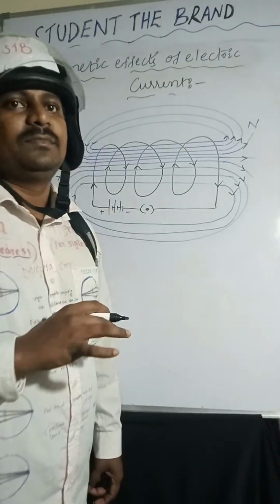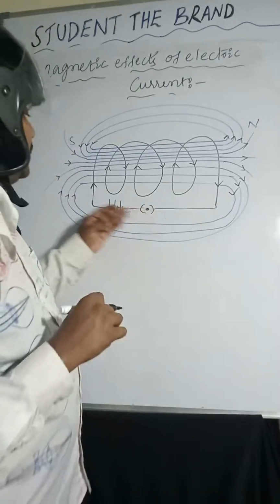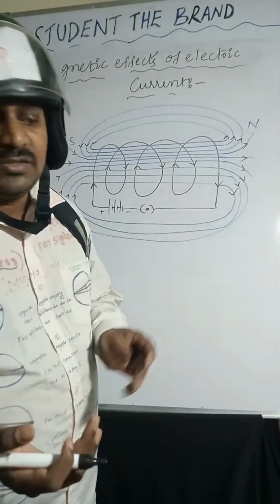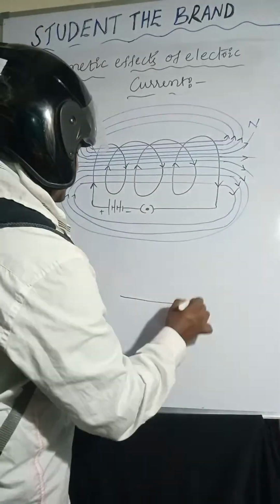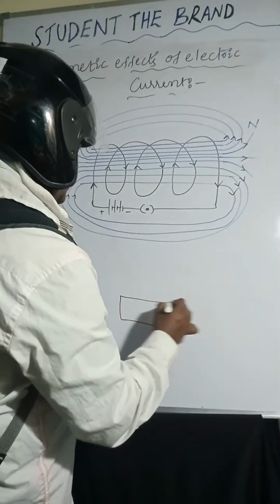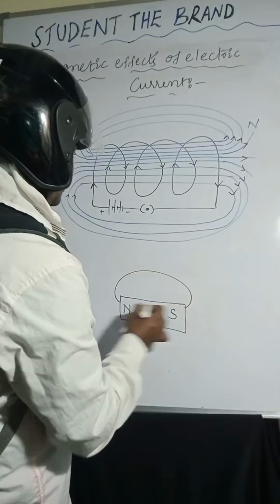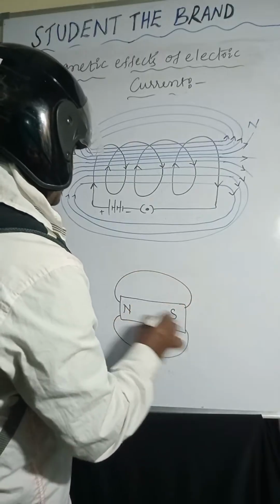Okay, solenoid. You can observe current is passing like this. So it acts the same as a bar magnet. All the properties are the same as the bar magnet, with a north pole and a south pole. The magnetic field will be here.